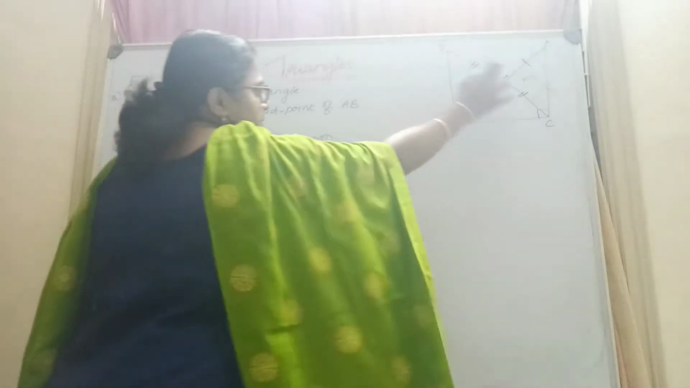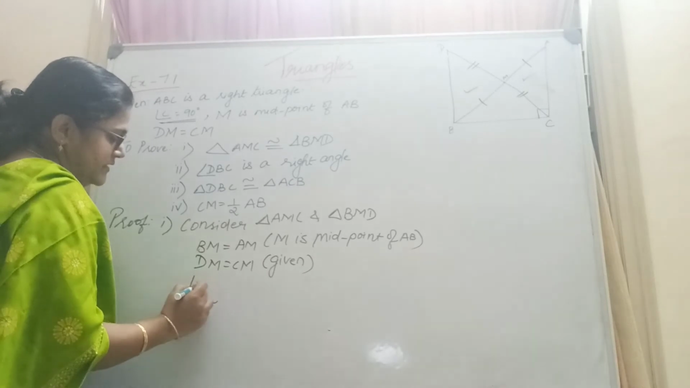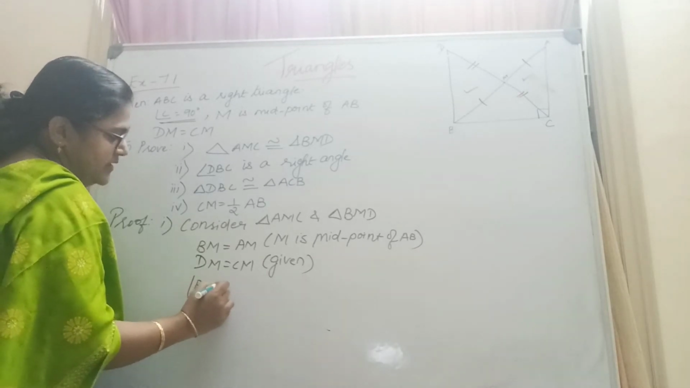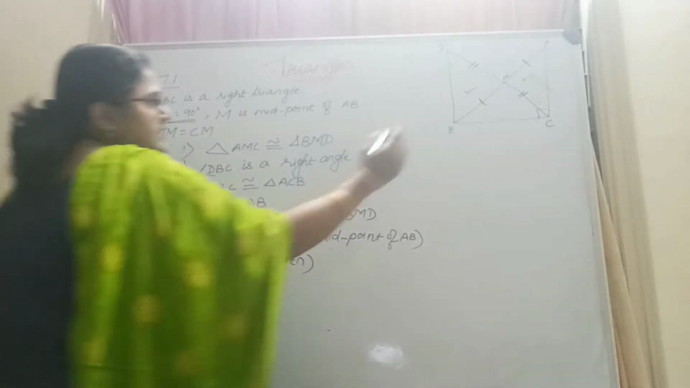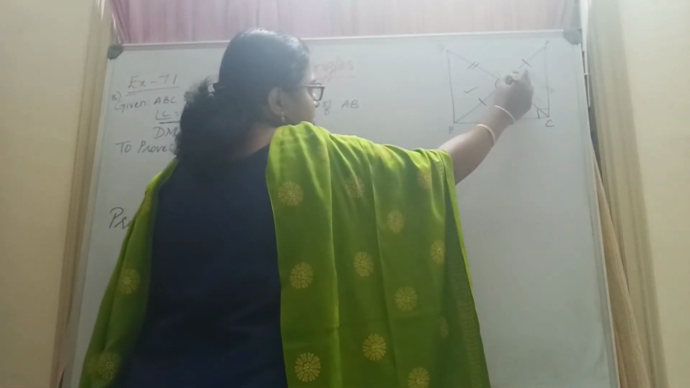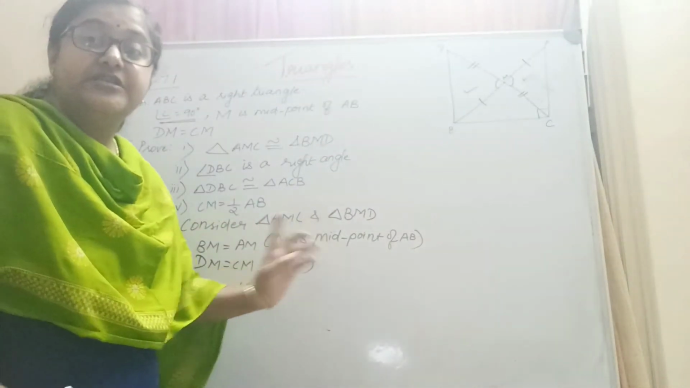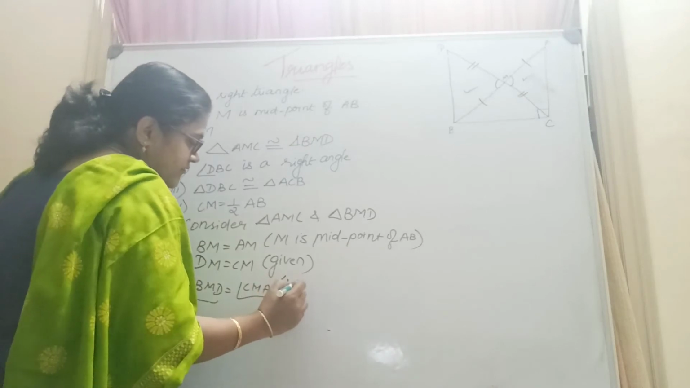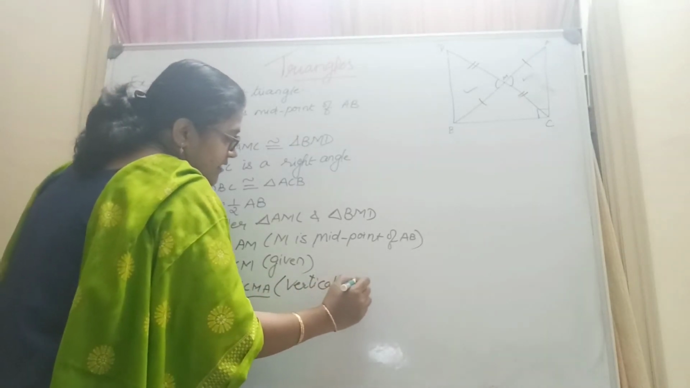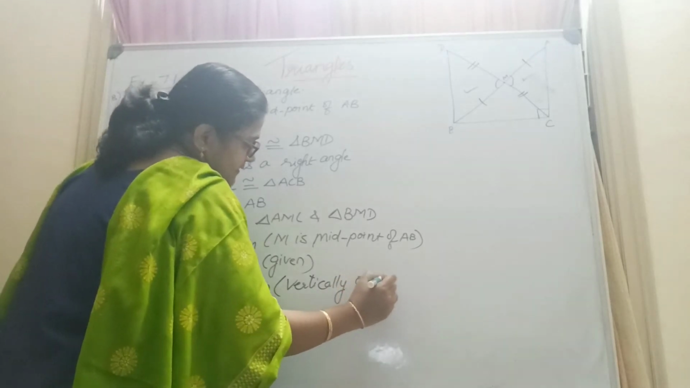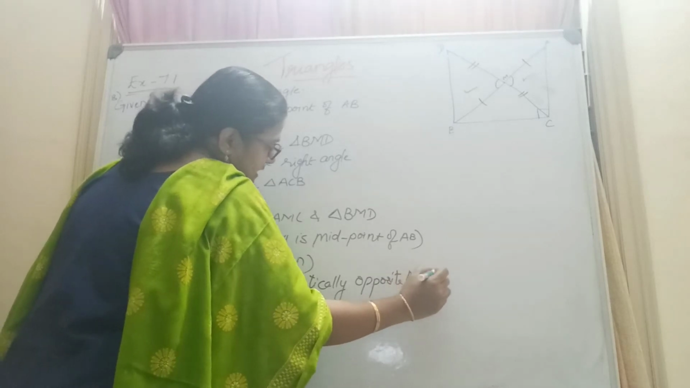Okay. DM is equal to CM. We can say that angle BMD is equal to angle CMA. That is, this angle is equal to this angle. Hope you all know what is the reason. They are vertically opposite angles. Vertically opposite angles are equal always, right? So since they are vertically opposite angles, they are equal.